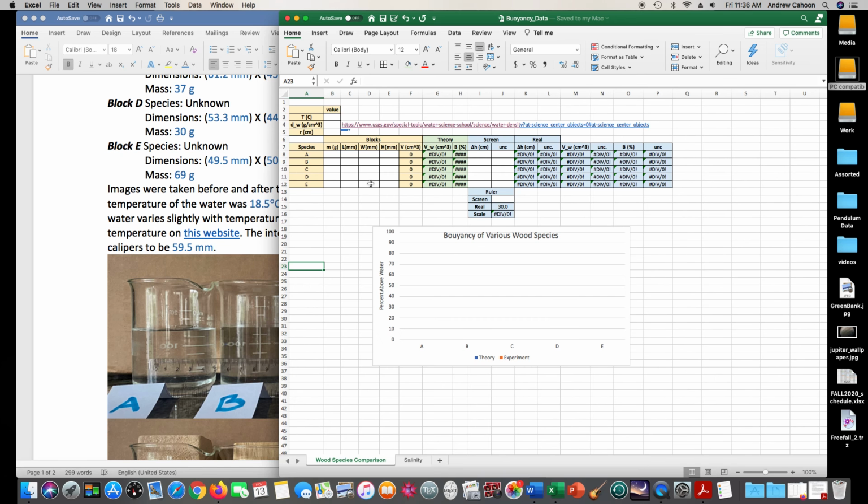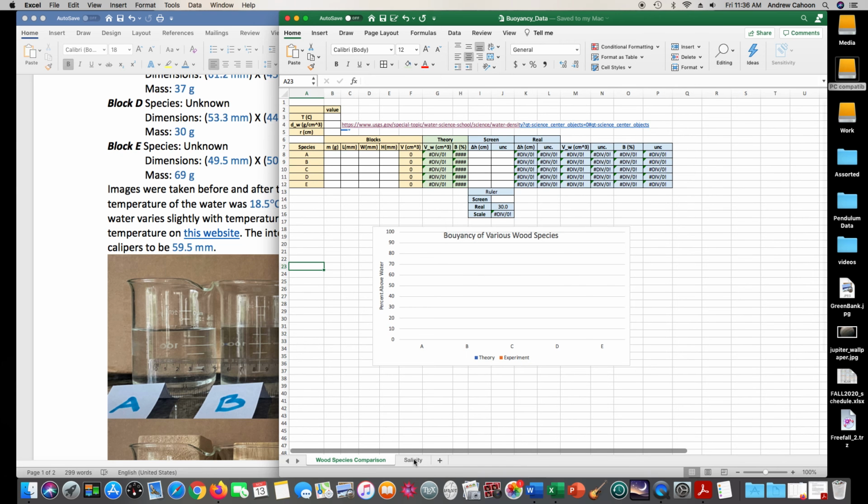And I think that's all you need to enter into this spreadsheet, and you should see that the blocks vary in their amount of buoyancy, with the most buoyant being block A, and I think the least buoyant is block E. All right, so that's the first part of the experiment.